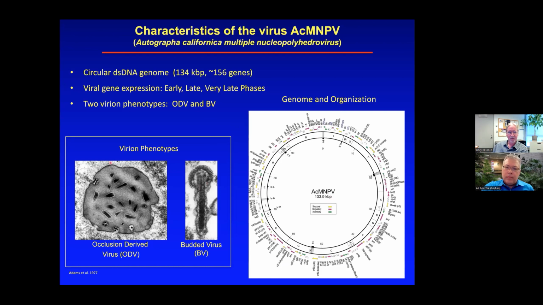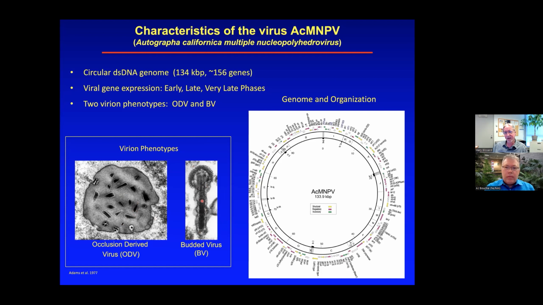And that all leads to the production of these two virion phenotypes, we call them the occlusion-derived viruses that are in the occlusion bodies, and the budded form of the virus, shown here. They both have the same genome, but this genome has a specialization for making these two forms of the virus, and also for taking the virus through this journey in its life cycle, through the primary phase of infection and through the secondary phase of infection.